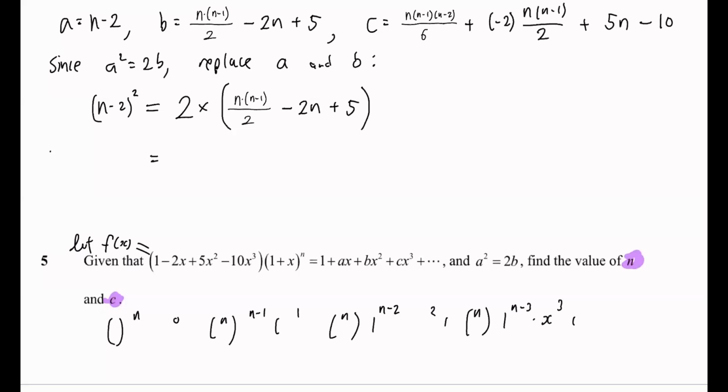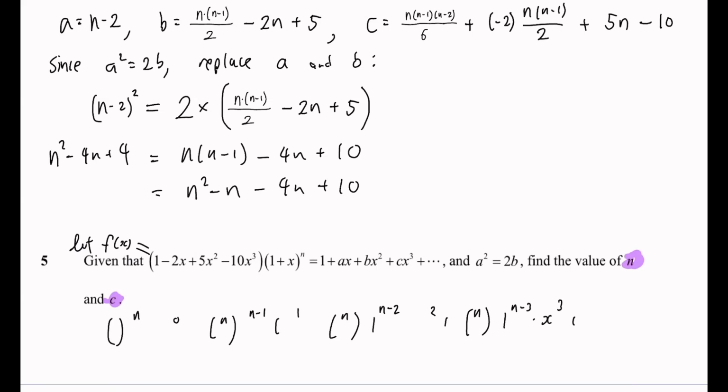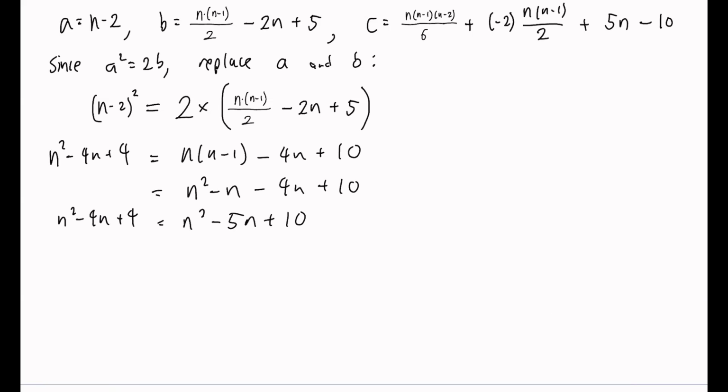Let's just simplify everything. So n squared minus 4n plus 4. Then 2 times, you get n times n minus 1, minus 4n plus 10. Multiply, you get n squared minus n minus 4n plus 10. Simplify a bit more, you get n squared minus 5n plus 10 equals, on the left-hand side, n squared minus 4n plus 4. Let me get rid of the question to save some space. Now I can simplify. I notice n squared cancels off. Minus 5n bring over, I get 1n. Then 4 bring over, I get minus 4. 10 minus 4 is 6. n is 6.